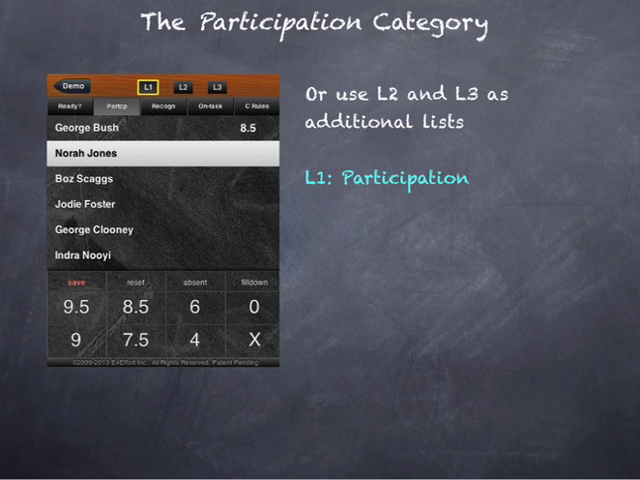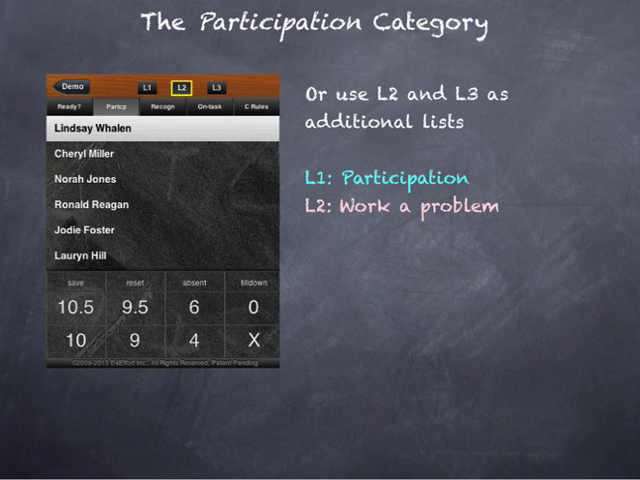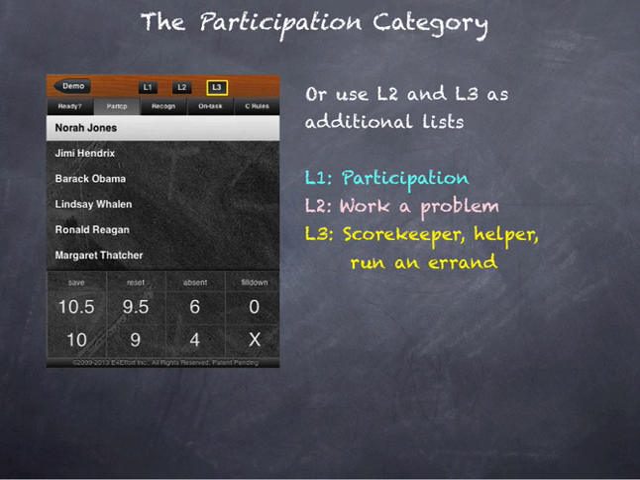For example, L2 could be used to call on students to work on a problem on the whiteboard, and L3 could be used to keep track of which students have had a turn to perform a task that normally generates many volunteers: scorekeeper during a game, help with a demonstration, errand to the office, etc.